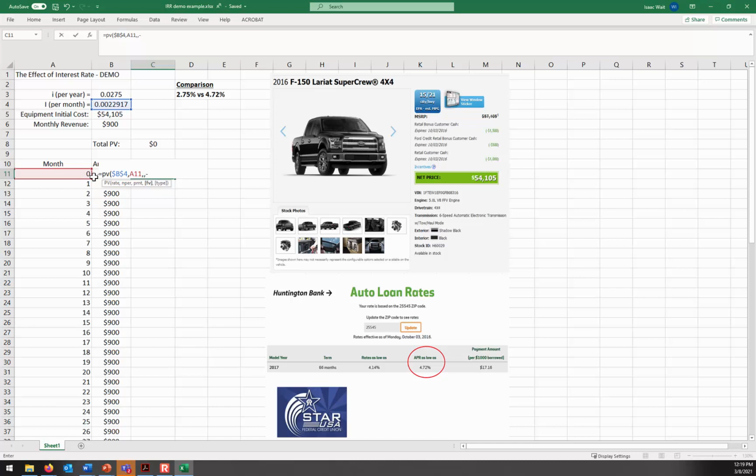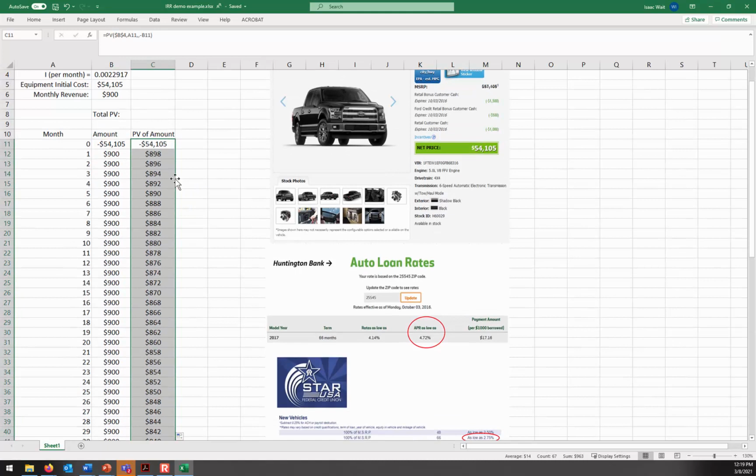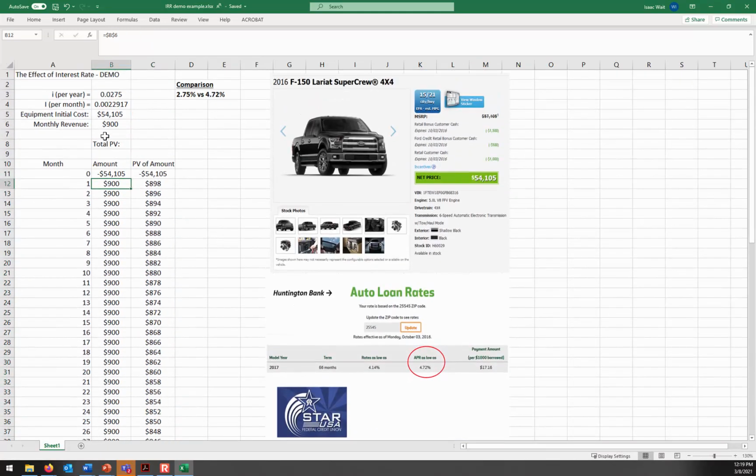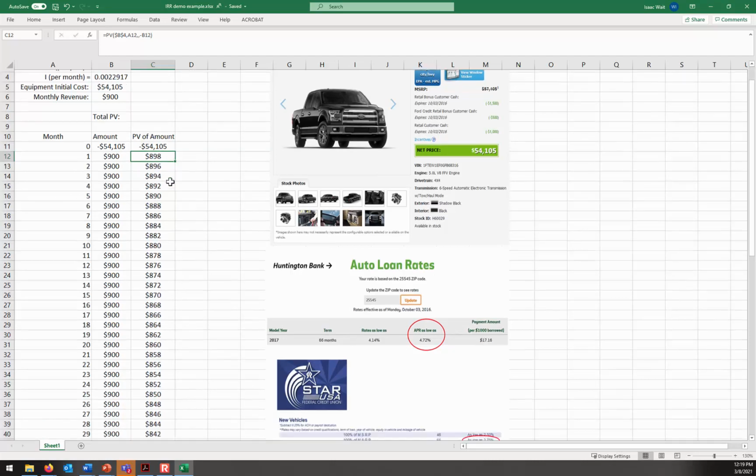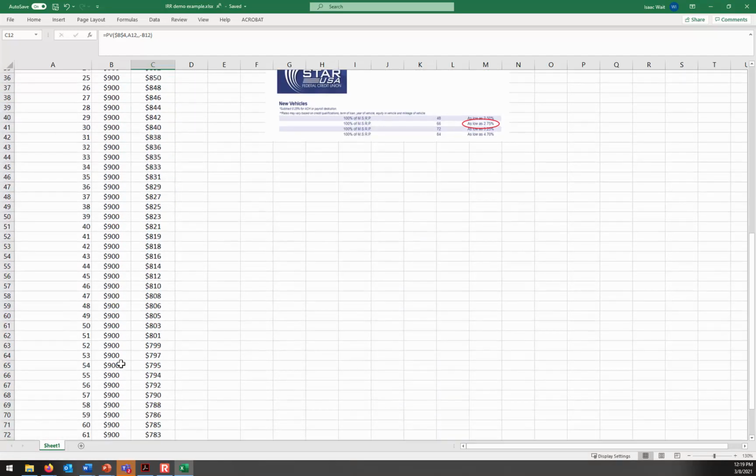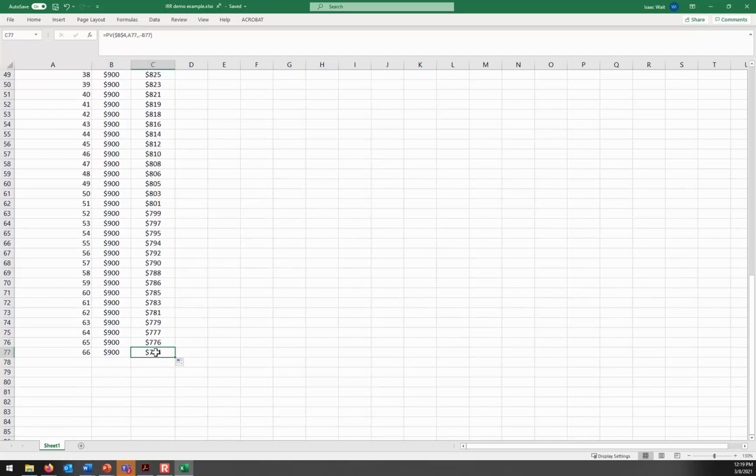Now in this case it's cell B11. I can't click on it because the center formatting is on top of cell B11, but I can just type its reference like that. So no surprise that 54,105 is equal to itself when there's 0 months of discounting. But I continue that formula through, and so the $900 1 month in the future has a present value of $898, and the longer you go in time, that $900 a month of revenue has a smaller present value.